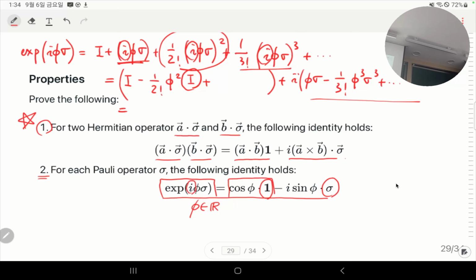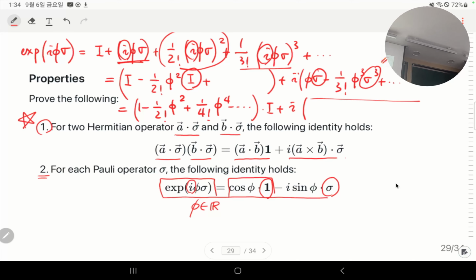So basically it's 1 minus 1 over 2 factorial phi squared. If I do one more, then I get 1 over 4 factorial phi to the 4, and plus and minus are alternating, times i. And then here we always get Pauli sigma, because Pauli cubed is simply Pauli, right? So we have phi minus 1 over 3 factorial phi cubed. If I do one more, I get 1 over 5 factorial phi to the 5, not fifths, and sigma.